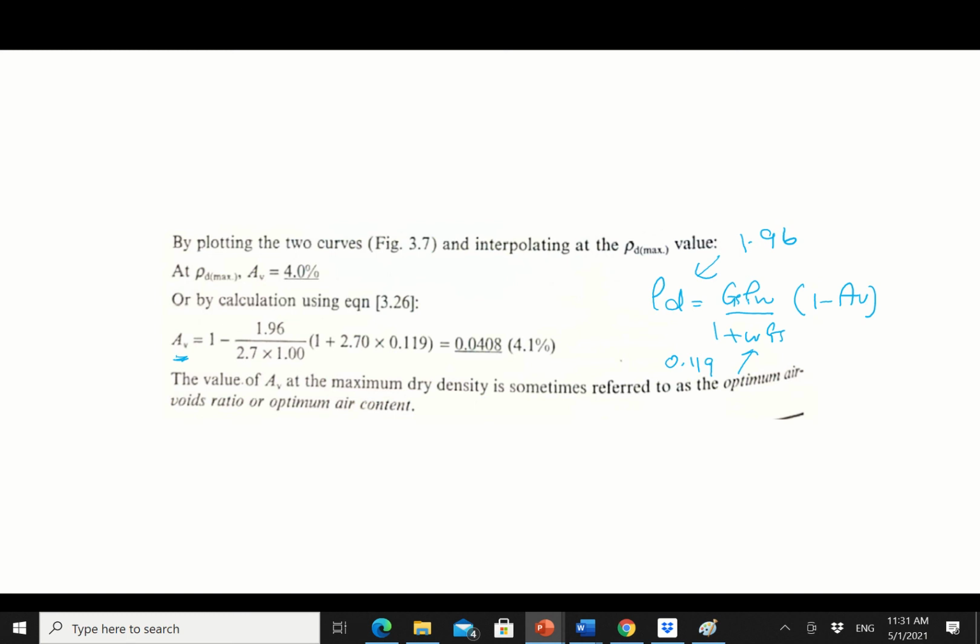Gs is given in the question, and rho W is 1. So rearrange all of this, put it in the equation, and then you find the final answer, which is 0.0408, equal to 4.1%. So in this question, the answer for the air void content at maximum dry density is 4.1%.